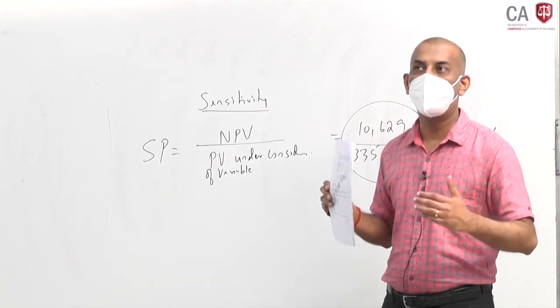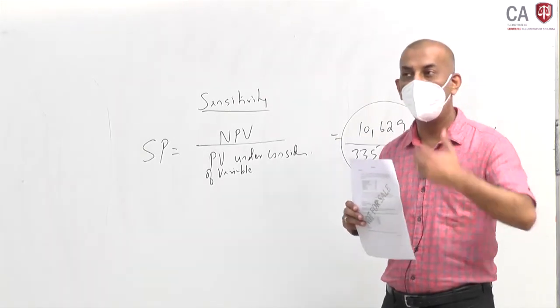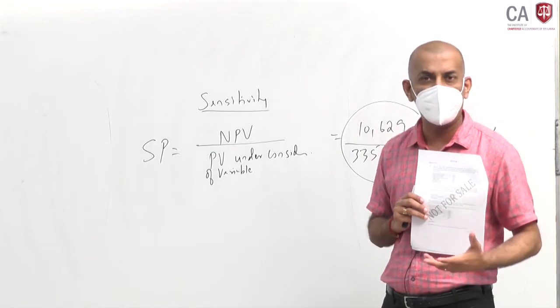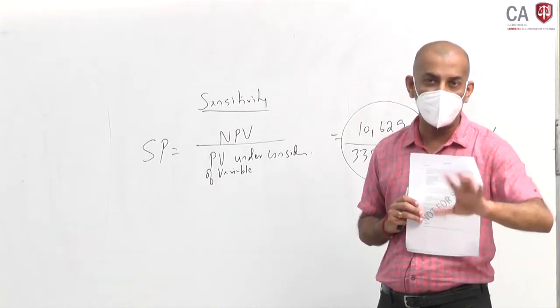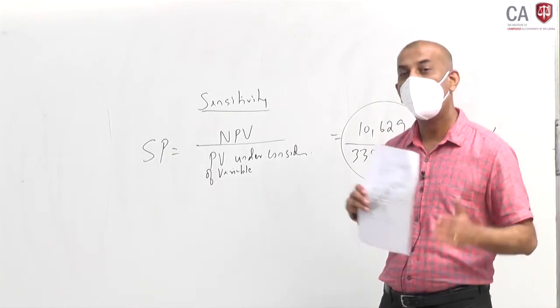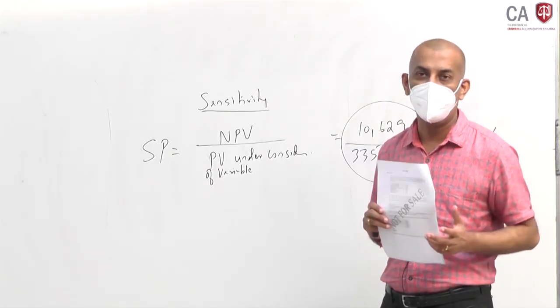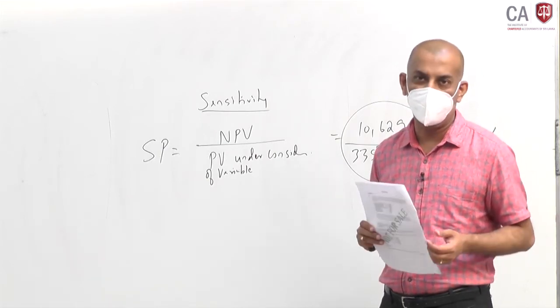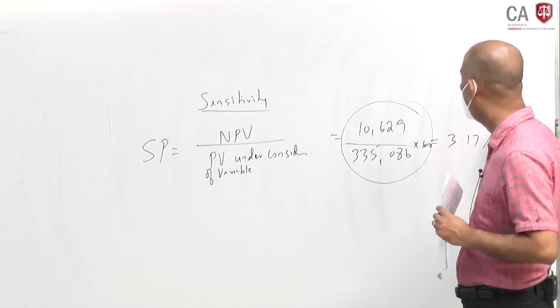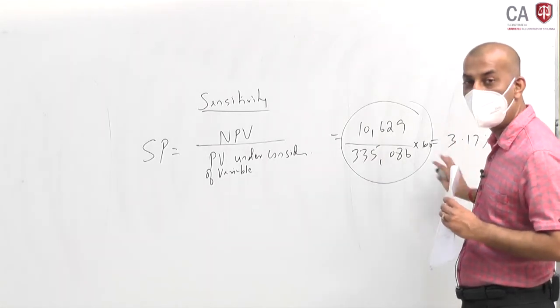If you say that your selling price has to be reduced in order to meet the competition for various reasons, and your selling price is reduced by more than 3.17, you will see that your project is not viable. In other words, your NPV will become negative. So the project is not accepted. So this is the sensitivity of our selling price, 3.17.